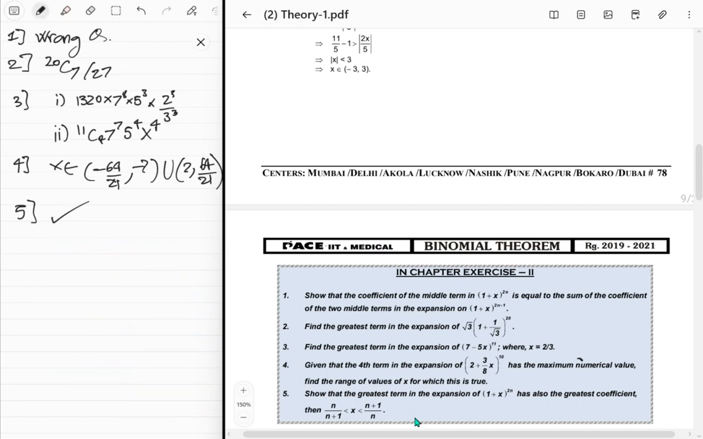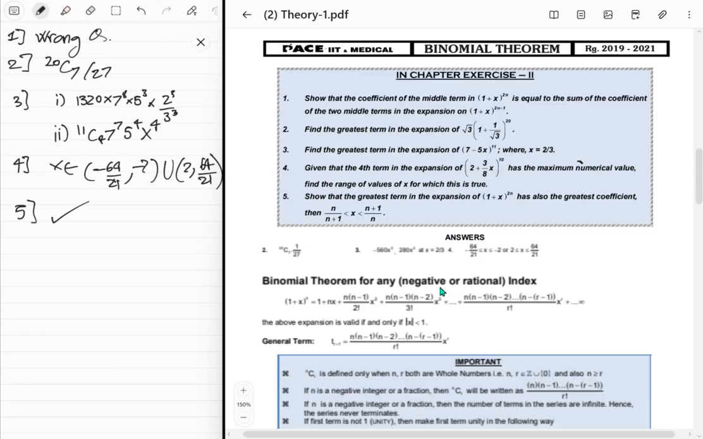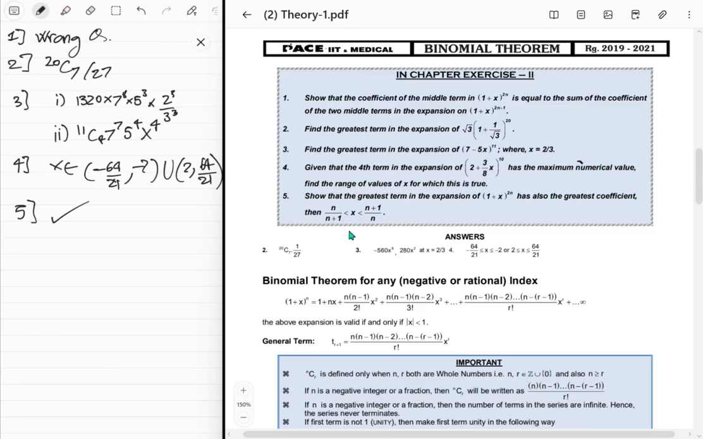So all five done. Let's see the answers. First is not even, of course, because the first is a proof question and also a wrong question. Second is 20C7, and what's this? It's 1 upon 27. Exactly, that's correct.